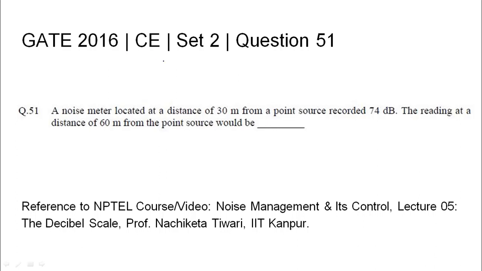2016 Civil Engineering Set 2 Question 51. A noise meter located at a distance of 30 meter from a point source recorded 74 decibels. The reading at a distance of 60 meter from the point source would be. The relevant NPTEL reference has been mentioned.